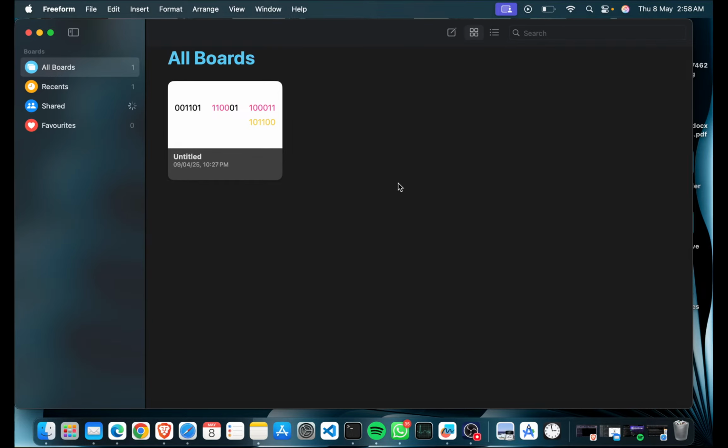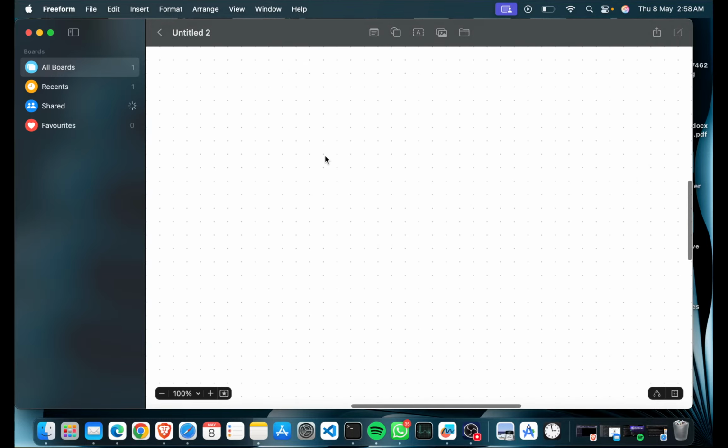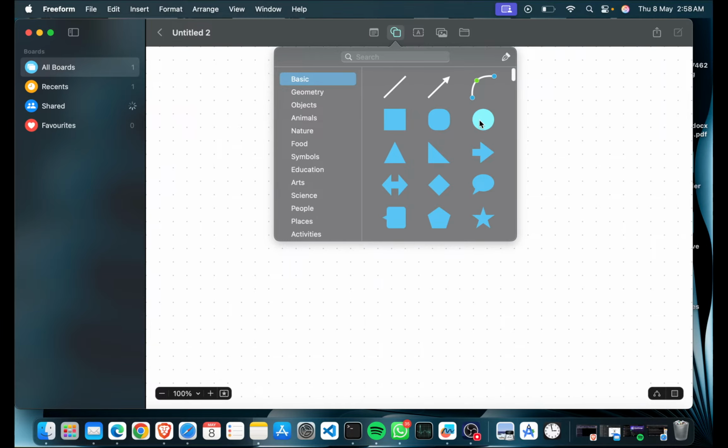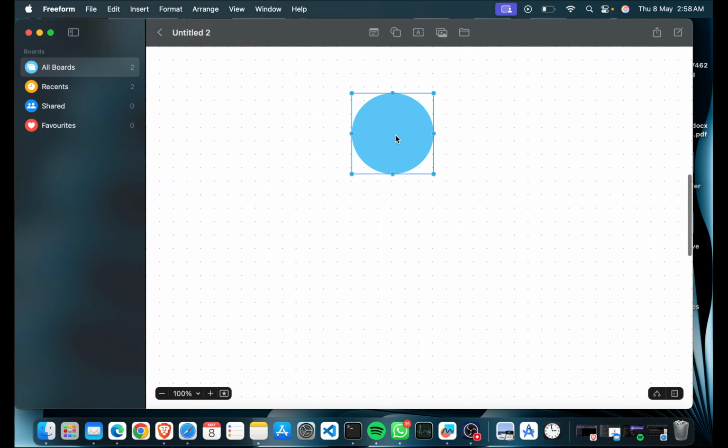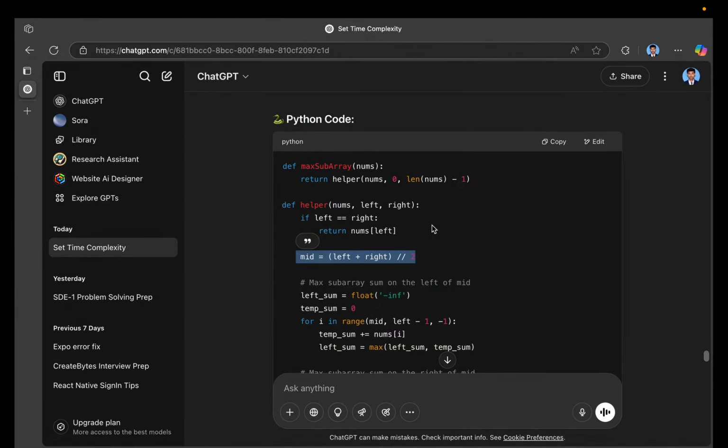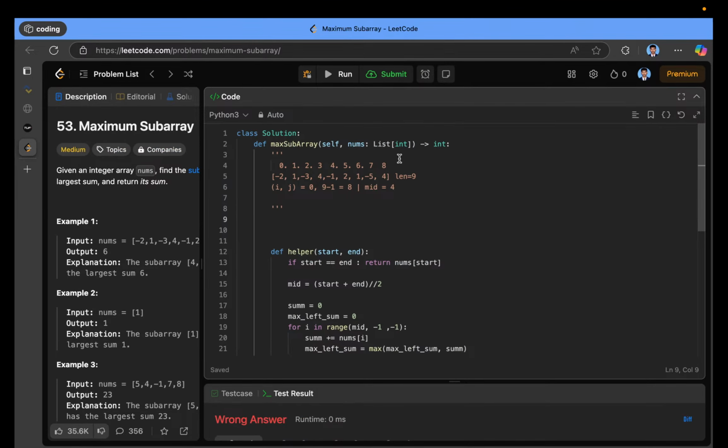Free form. I think I get this one. Maybe this. Oh no, this will become very difficult. Text, text, text. Okay, nice. I should take all these.